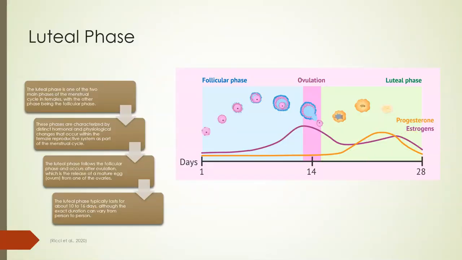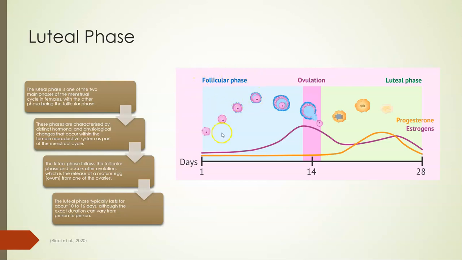Luteal phase. The luteal phase is one of the two main phases of the menstrual cycle in females, with the other phase being the follicular phase. We spoke about that in our video part 1. These phases are characterized by distinct hormonal and physiological changes that occur within the female reproductive system as part of the menstrual cycle. So the luteal phase follows the follicular phase.